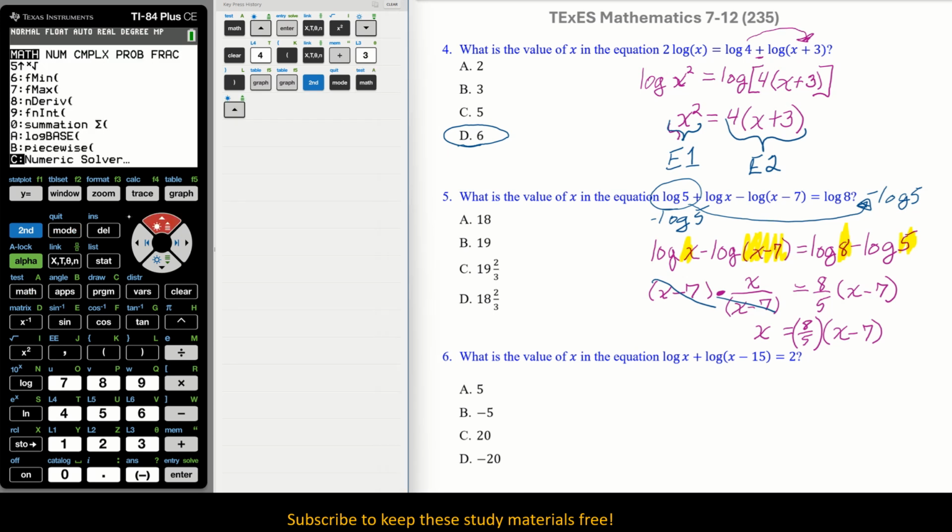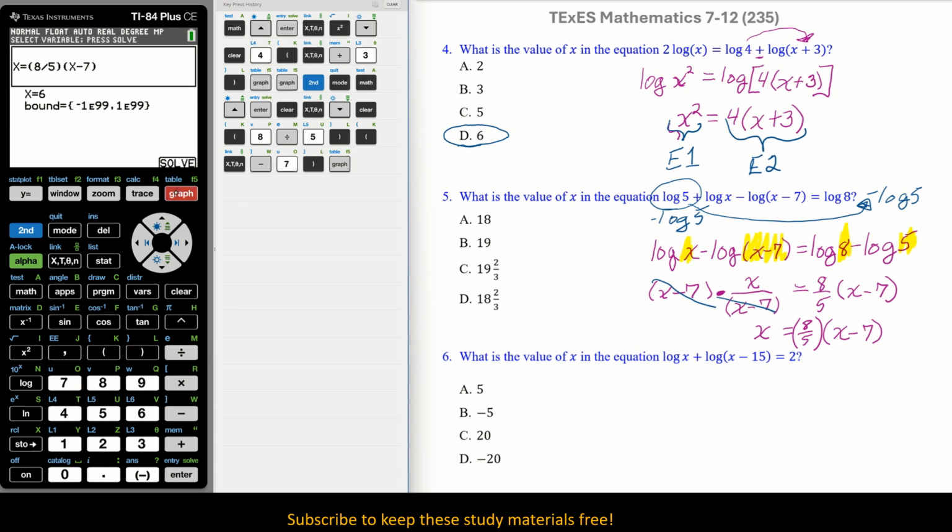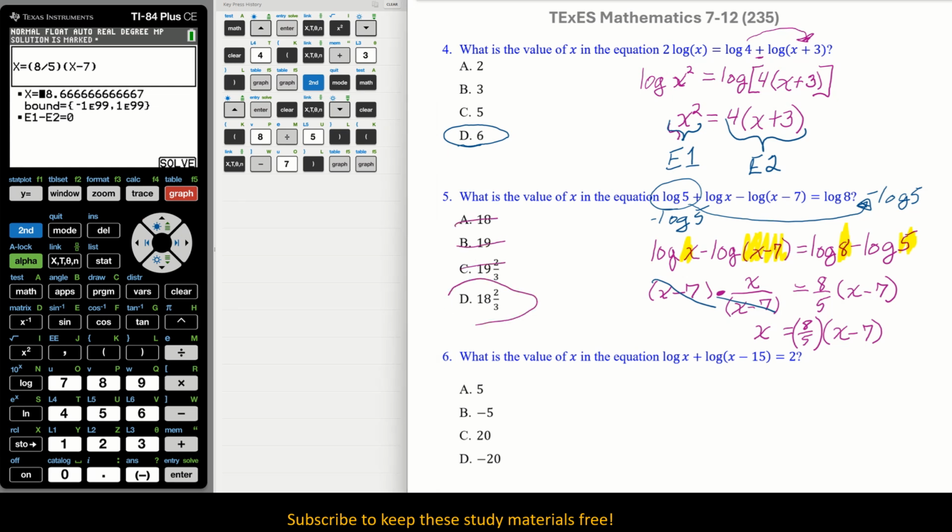Push math, arrow up. See that solver? Push enter. Okay, there we go. Now it's clear. All we have on one side is just x. Then arrow down and let's clear that out and start over. So parentheses, 8 divided by 5, close parentheses, open parentheses, and x minus the 7, close parentheses. And you have to push the graph button, graph, twice. You have to push it twice. And that is the value that we need. Now, from our ABCD answer, we can see that that absolutely has to be 18 and 2/3.